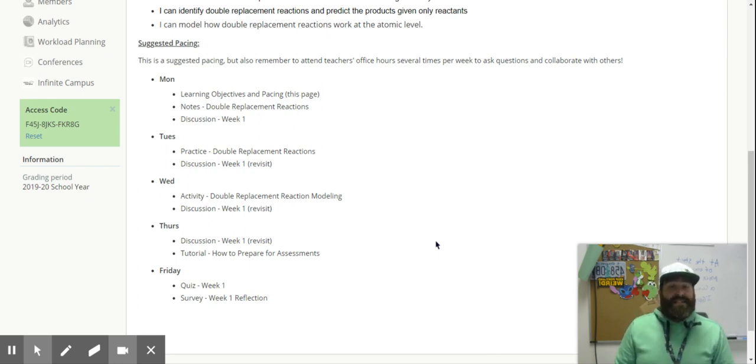Thursday is a day to prepare for the assessment. So Thursday, again, visit the discussions, like always. Remind yourself about the learning targets. And then there's a tutorial that we'll have similar to this one where we'll teach you how to prepare for the quiz. On Friday, take the quiz for this module. That's the finishing step to show that you understand what's going on and really know how to do things.